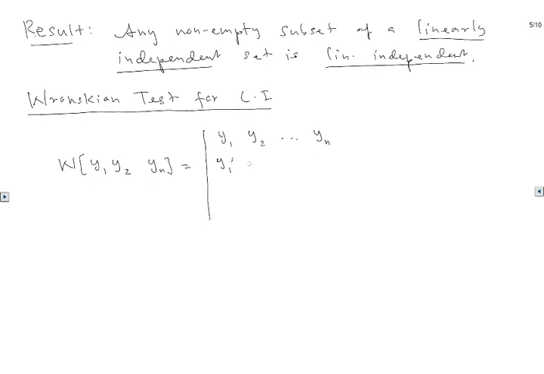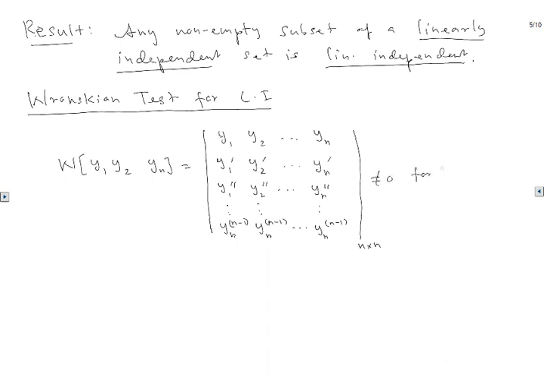So it is y1 prime, y2 prime, up to yn prime, and then y1 double prime, y2 double prime, up to yn double prime. Keep doing it, until y1 n minus first derivative, up to yn n minus first derivative. This is an n by n determinant. What we try to do is see whether this is not equal to zero for just one number, for some x naught. If you can find just one value for which this is not equal to zero, then the functions are linearly independent.